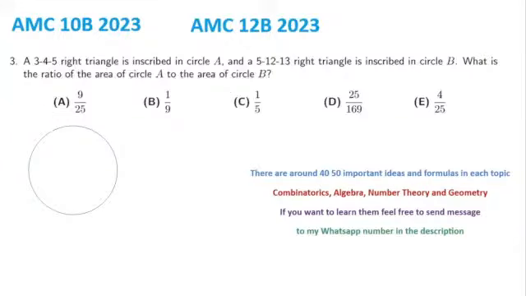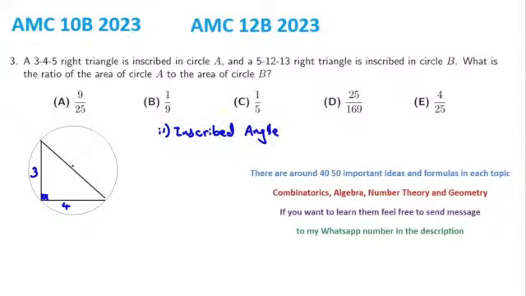Okay, let's consider circle A, where we have the 3, 4, 5 triangle. So this side is 3, this is 4, and this angle is 90. The basic idea is the inscribed angle. Here, inscribed angle means what? An inscribed angle is always half of the arc. So when it is 90, this arc is 180. So we conclude that if we consider triangle ABC, BC will be the diameter because it is 180, half of the circle.